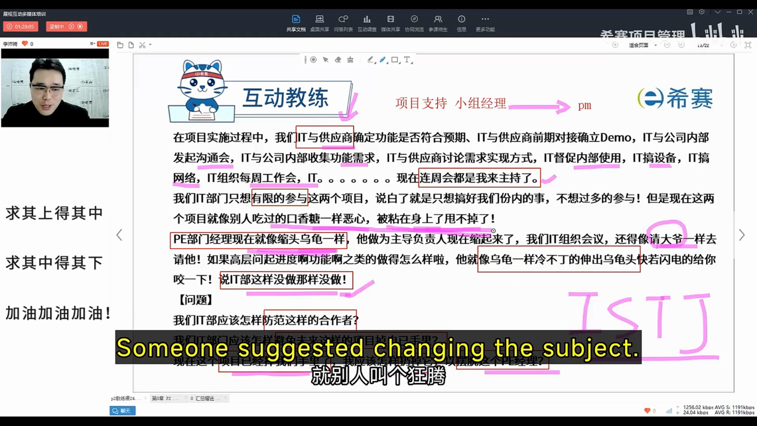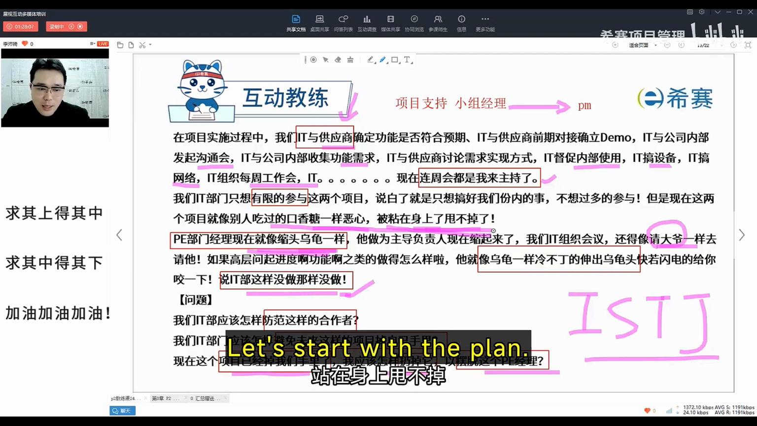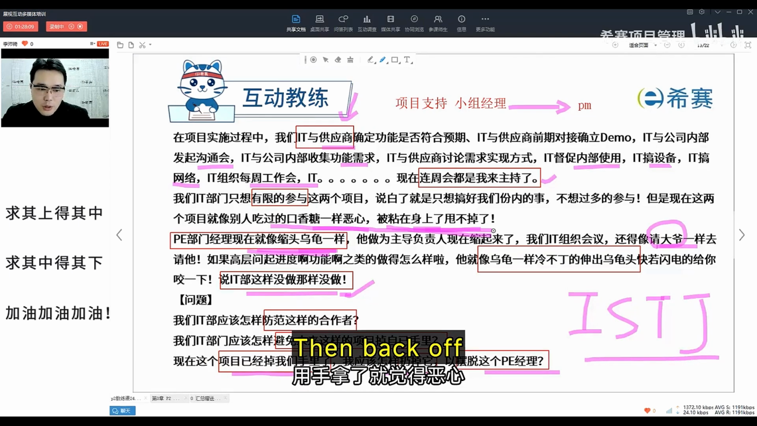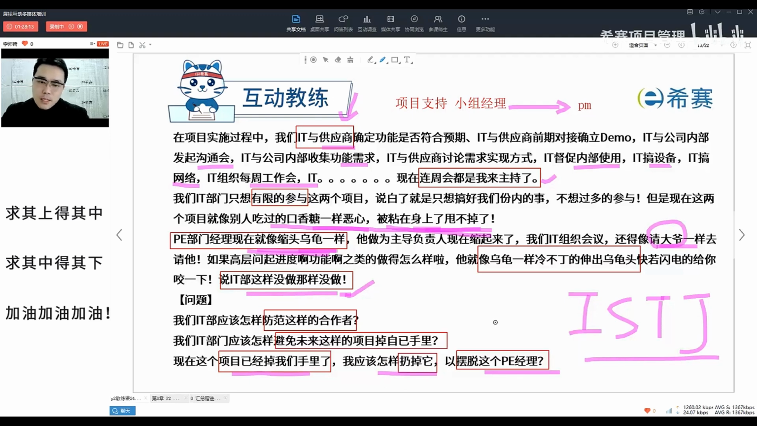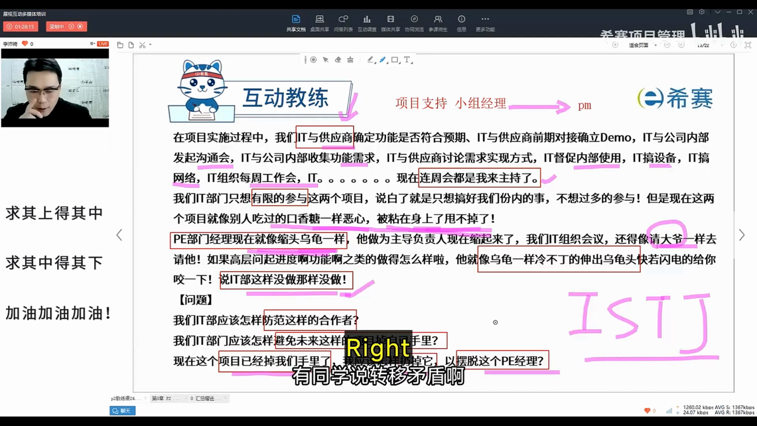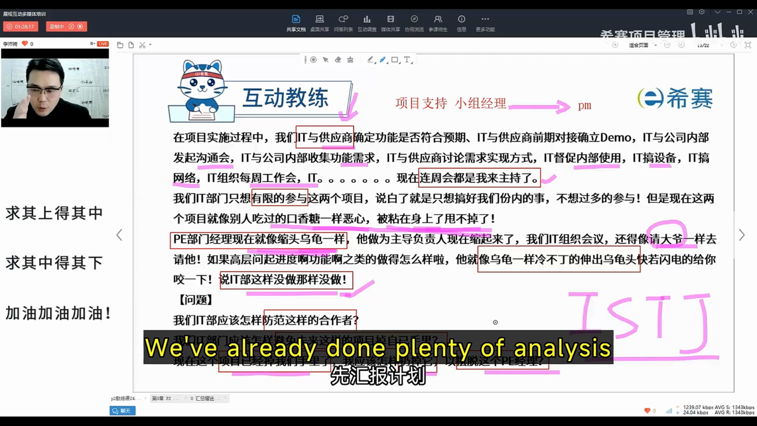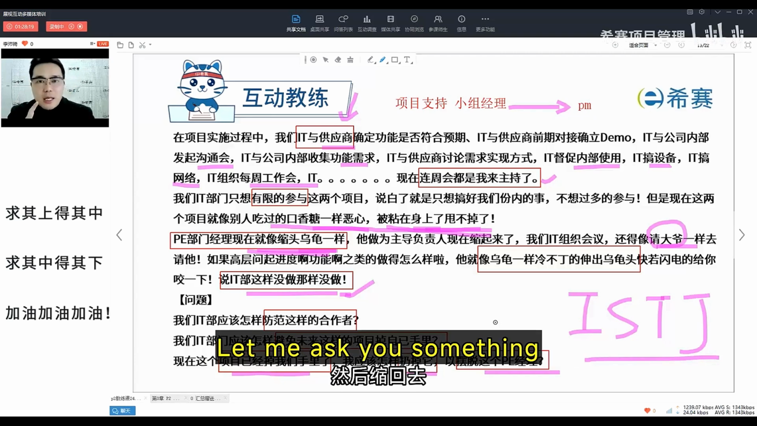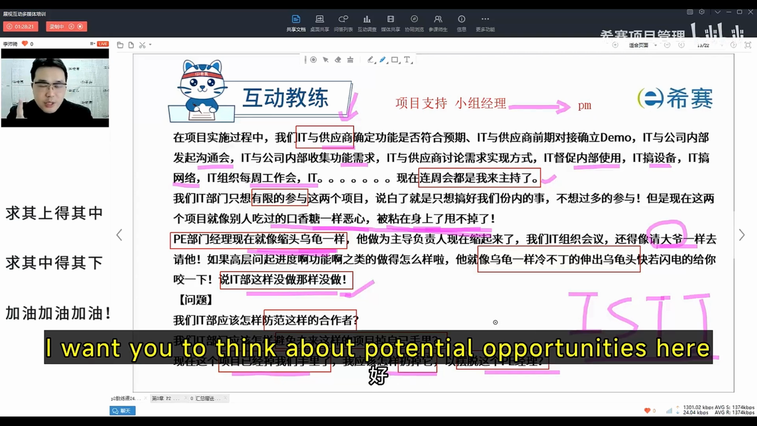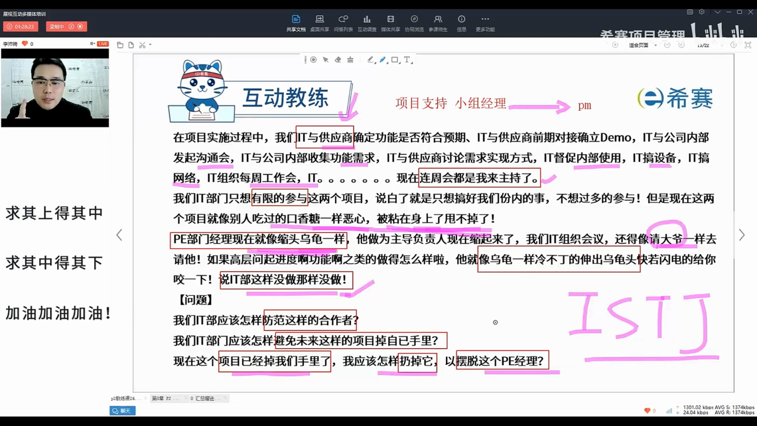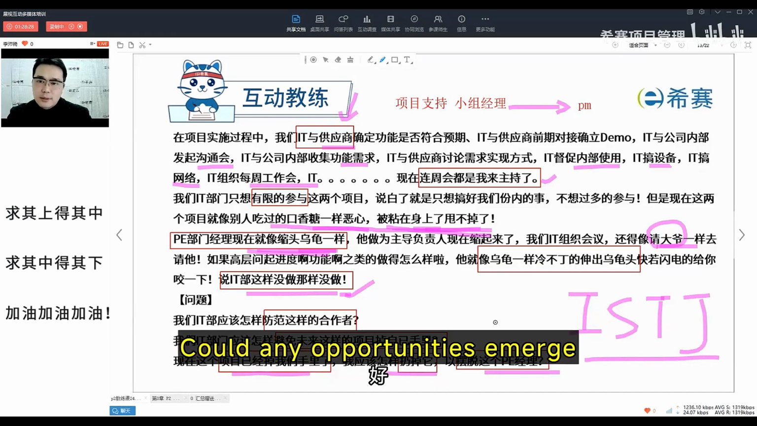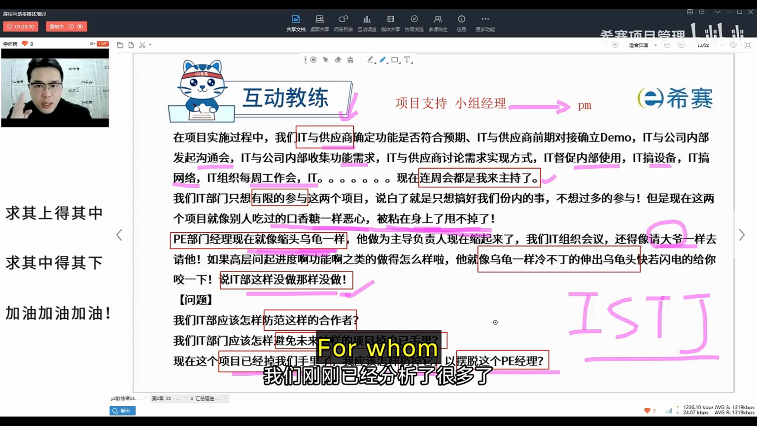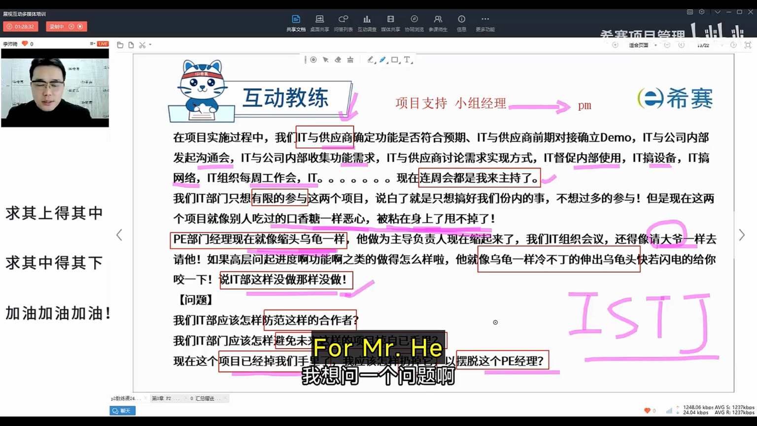Alright. Someone suggested changing the subject. Let's start with the plan, then back up. Alright. Problems always make someone sweat. Matt, we've already done plenty of analysis. Let me ask you something. I want you to think about potential opportunities here. In this situation, could any opportunities emerge? For whom? For Mr. He.